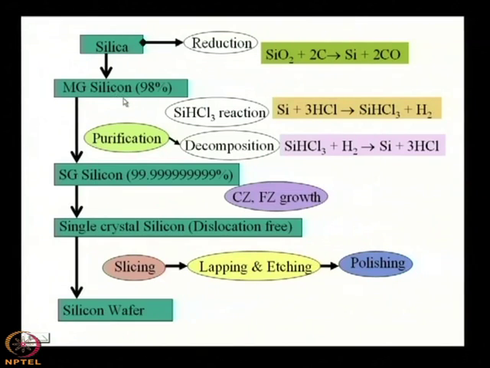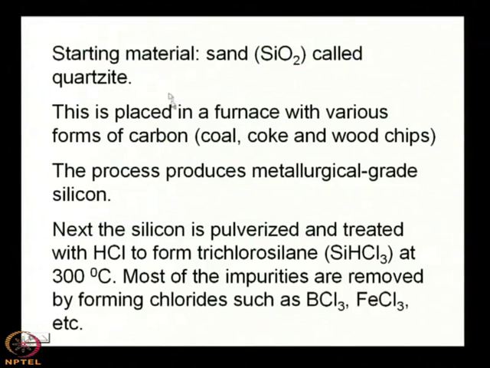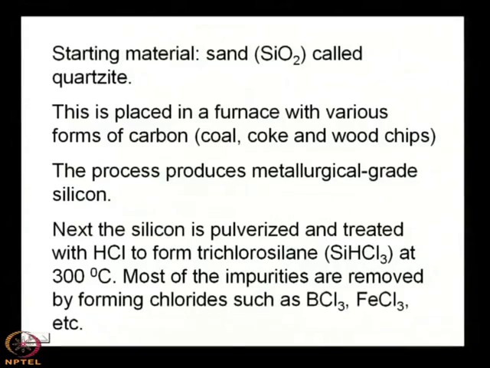Then what happens for this metallurgical grade silicon? You see that this metallurgical grade silicon is pulverized. What is pulverization? What do you mean by pulverization? Yes, pulverization means grinding, crushing. It means crushing or grinding the material into almost powder, right? That is known as pulverization.